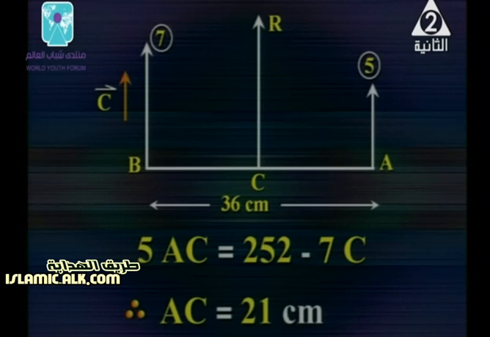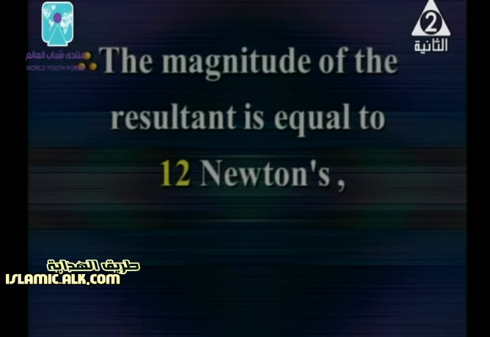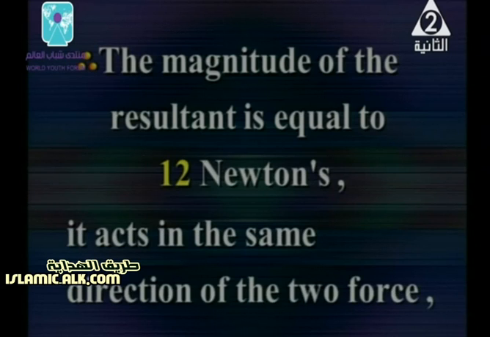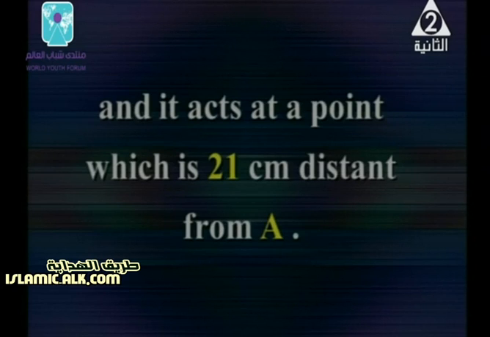Therefore, AC equals 21 centimeters. What do you mean, AC equals 21 centimeters? It means R, the resultant of the two forces 5 and 7, acts 21 centimeters from point A. The magnitude of the resultant force is equal to 12 newtons. It acts in the same direction as the two forces, and it acts at a point which is 21 centimeters distant from point A.